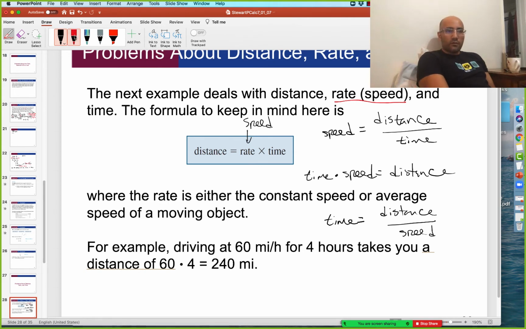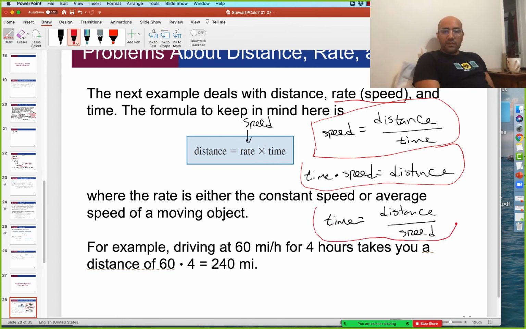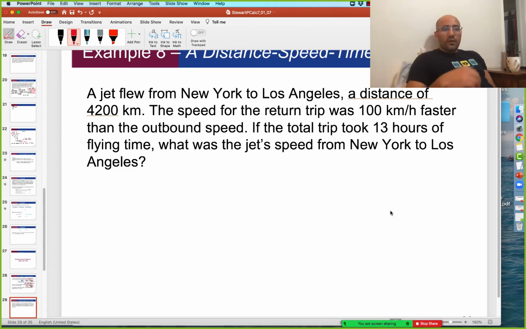So here are the three versions of this that will help us with all these word problems. If they give you distance and time and they're asking you about speed, then this is the one you use. If they give you the time and the speed, and they're asking you about the distance, well then this is the version we need. And this is the most common one that we use in these word problems, that they give you the distance, they give you the speed, and then they're asking you about time. So this is a pretty useful one there. Questions? So here's an example. Let's see.